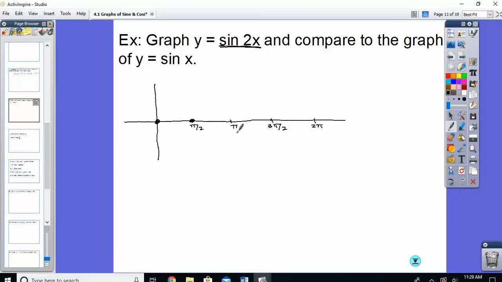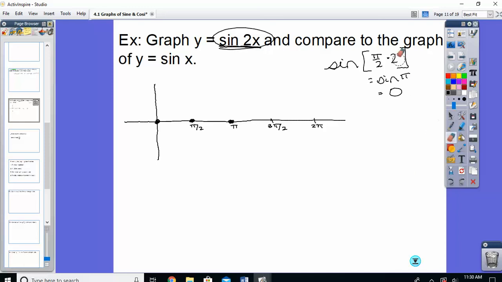If I put in a pi, 2 times pi is 2 pi, sine of 2 pi is 0. Does everybody understand where I'm getting these points? Okay. I'm taking these x's and plugging them in right here. So like the first one I did, sine of 2 times pi over 2. I got sine of pi, which from our unit circle we know is 0.